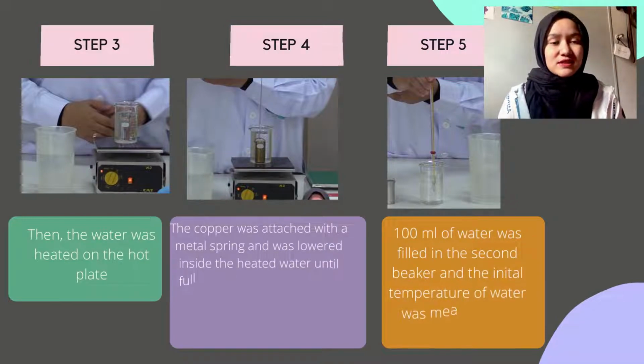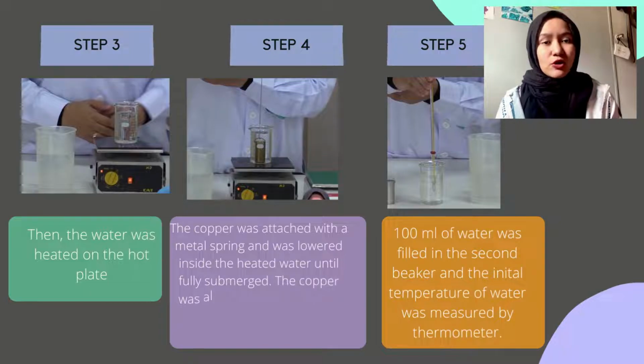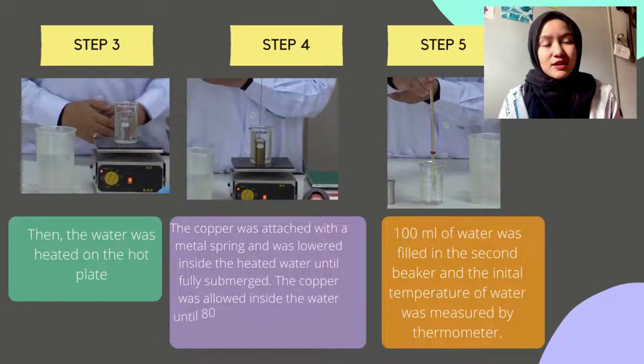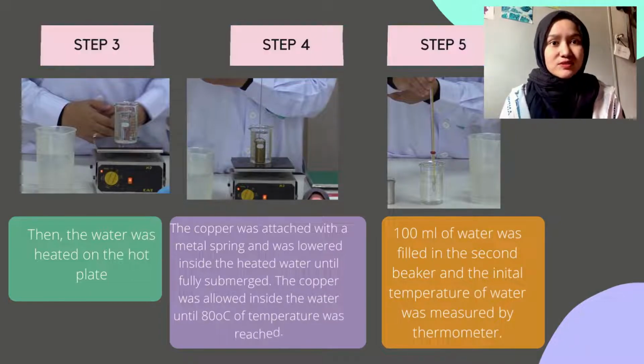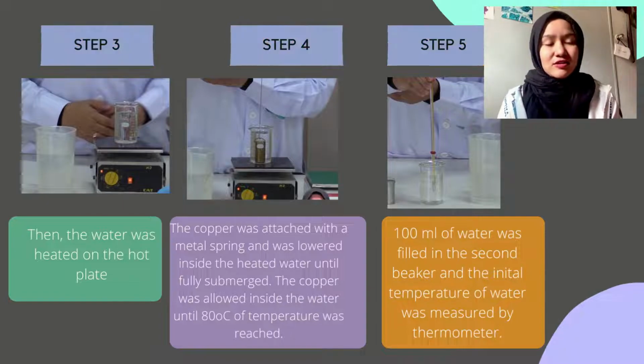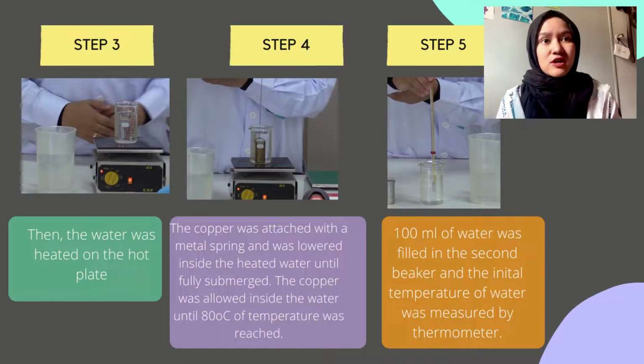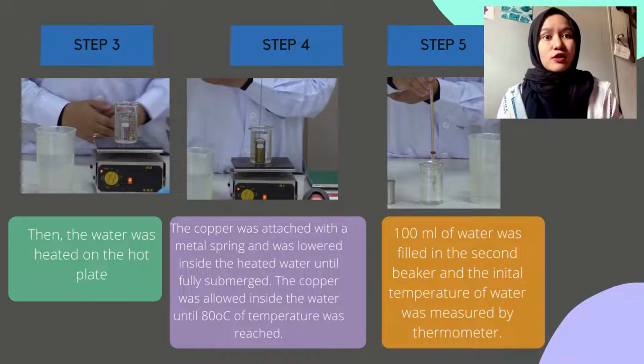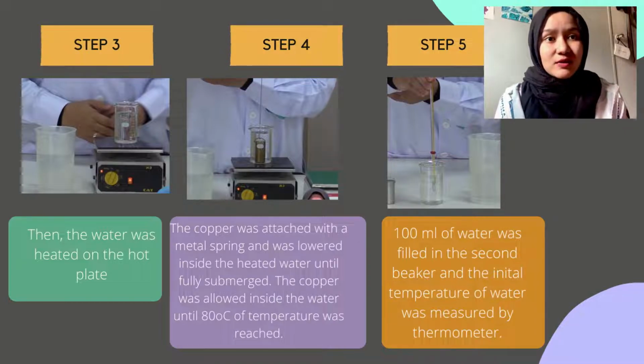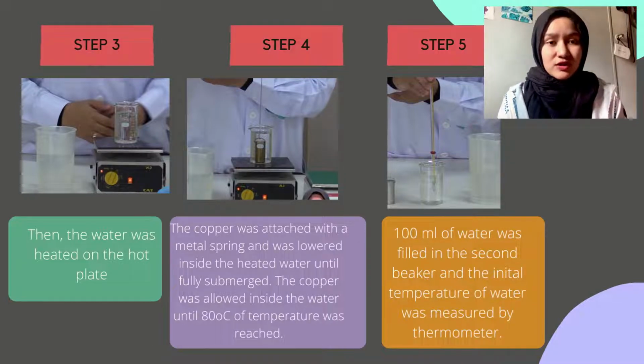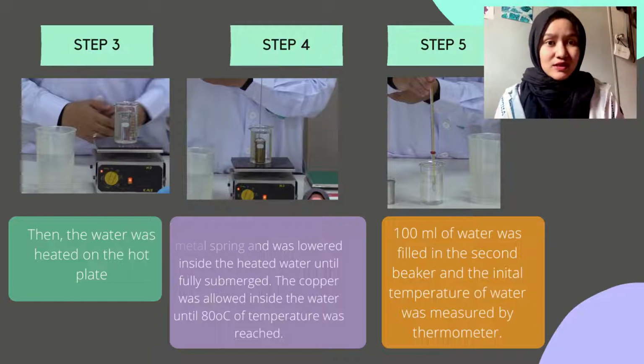Then the copper was attached with a metal string and was lowered inside the heated water until fully submerged. The copper was left inside the water until a temperature of 80 degrees Celsius was reached. The fifth step is 100 ml of water was filled in the second beaker and the initial temperature of the water was measured by the thermometer.